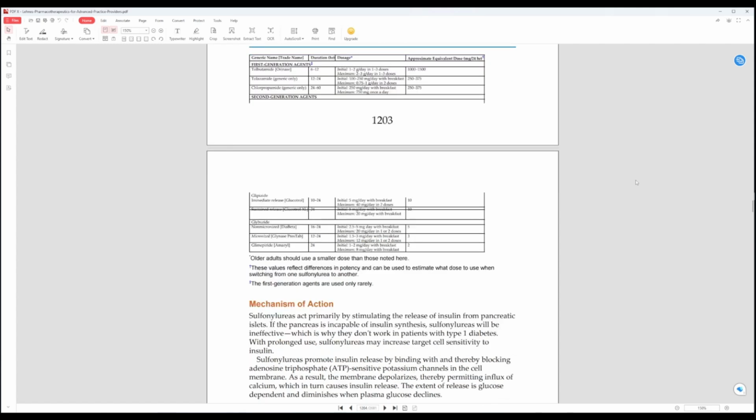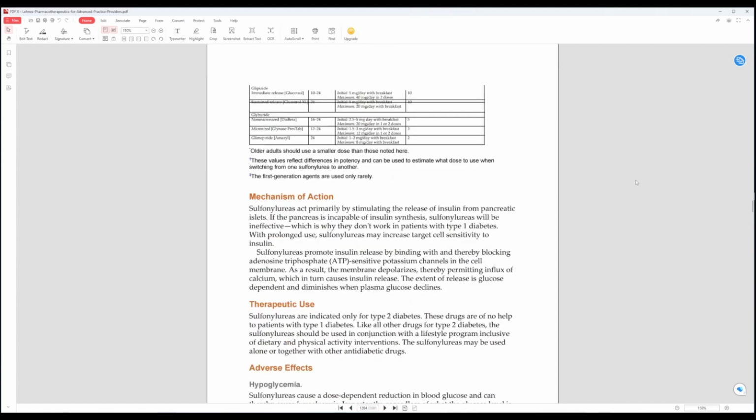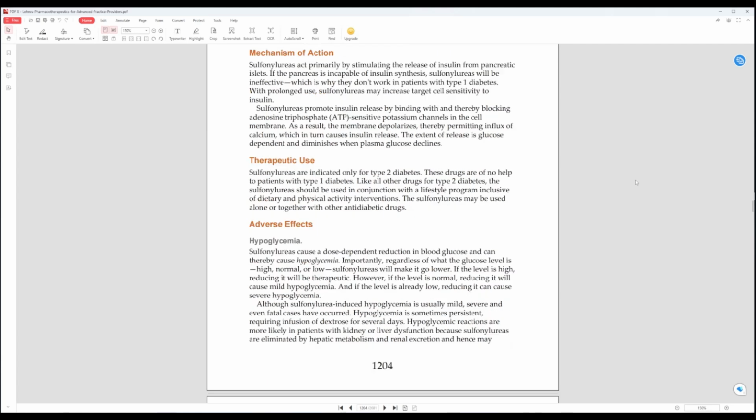So, what are the mechanisms of action? Well, your sulfonylureas act primarily by stimulating the release of insulin from pancreatic islets. If the pancreas is incapable of insulin synthesis, sulfonylureas will be ineffective, which is why they don't work in patients with type 1 diabetes. With prolonged use, sulfonylureas may increase target cell sensitivity to insulin.